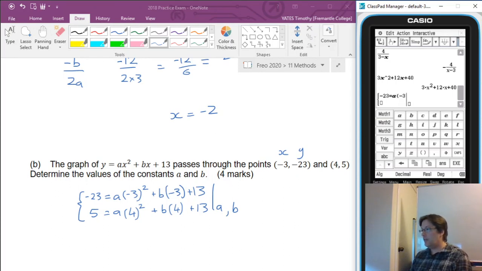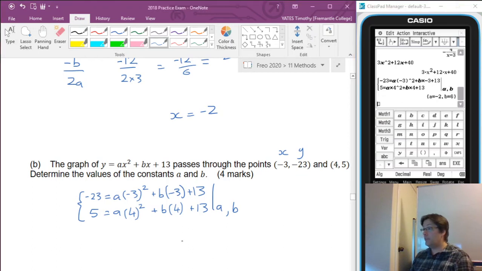Negative 3 all squared plus b times negative 3 plus 13. Hopefully that'll all be good. 5 equals a times 4 squared plus b times 4 plus 13. And then we got a comma b in here. A is negative 2, b is 6.